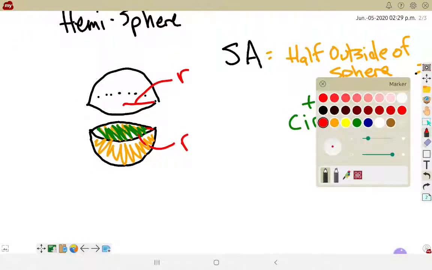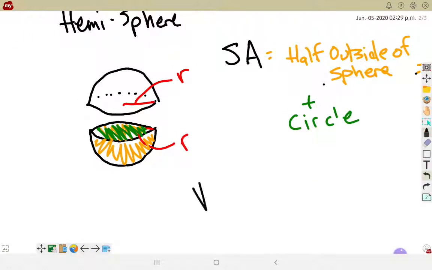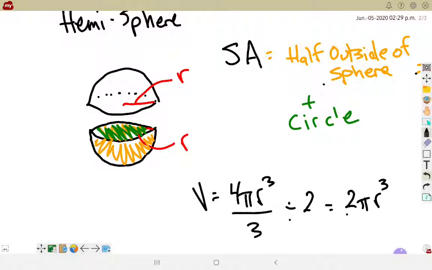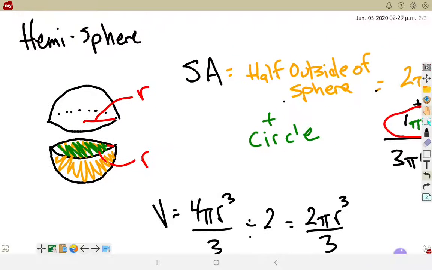Now, volume is much simpler. The volume of a sphere is 4 pi r cubed divided by 3. If I cut that in half, I'm just dividing the sphere into 2 equal volumes, and that gives me 2 pi r cubed over 3. So the volume of a hemisphere is a little bit simpler than the surface area. For the surface area, we have to add something extra in. Volume is simply cut in half.